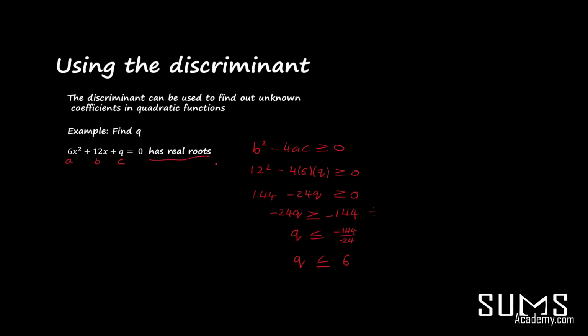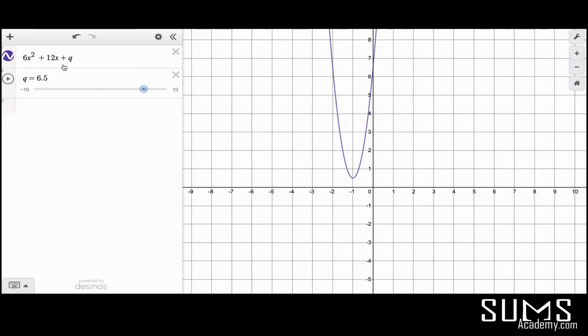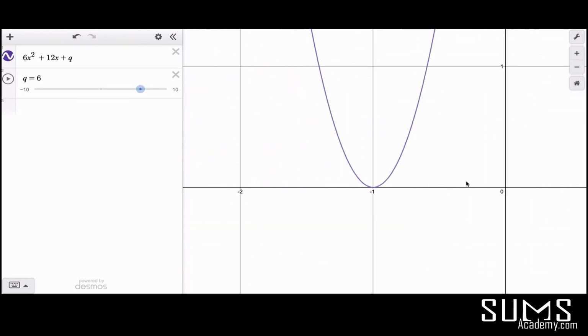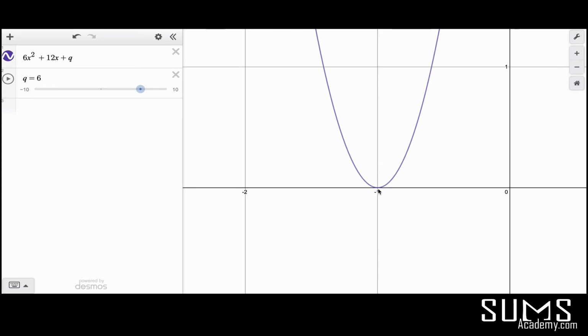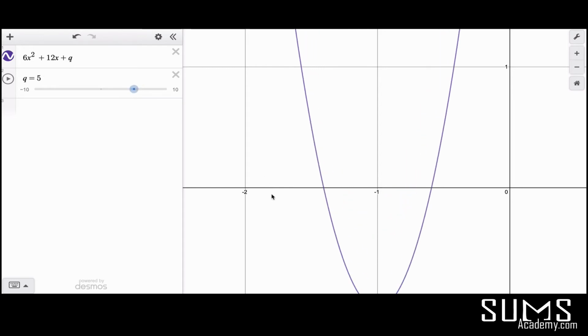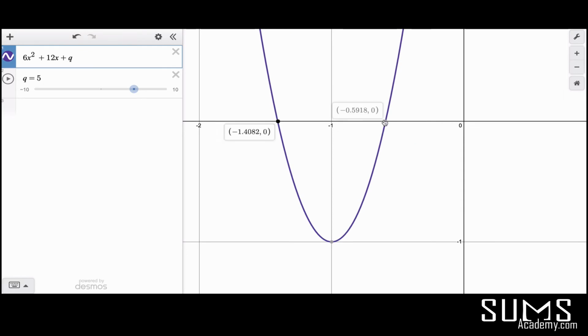So I'm going to try and visually show you what this actually means. Here's the same quadratic from the question, 6x squared plus 12x plus q, and it needs to have real roots. At the moment it doesn't, as q is set to 6.5, but when we set it to 6, what happens? You see here it's touching one point, so you can say that the discriminant is equal to 0. But if we decrease it even more, we now have two real and unequal roots.